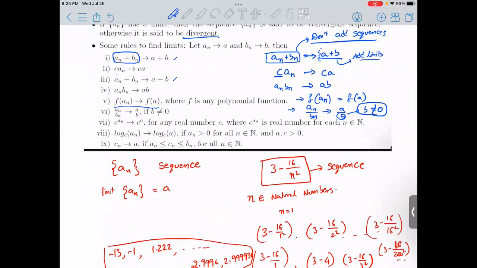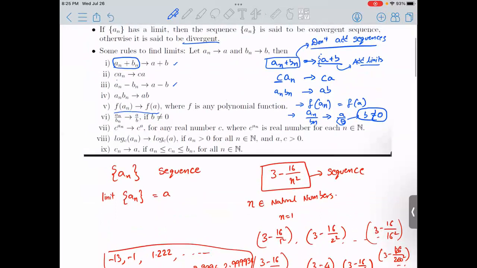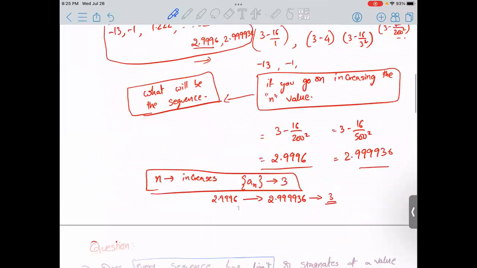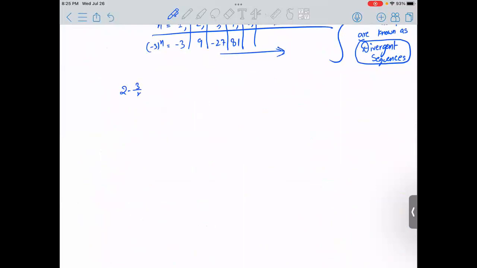Sir, can you please explain the don't-add-sequences part again? Which one? Don't add sequences, add limits. Can you explain it again? Yeah, look. If there are sequences like 2 minus 3 by n plus 3 minus 4 by n, you should not just add 2 plus 3, 5. You can add, but you have to find the limit for this also. Look, I will explain: 2 minus 3 by n plus 5 minus 4 by n.